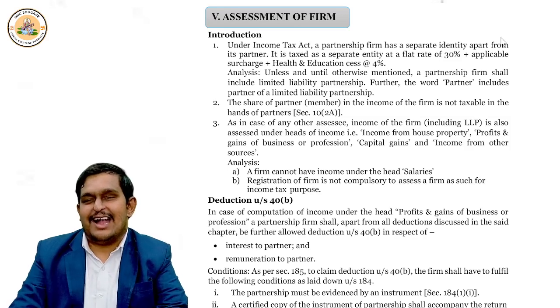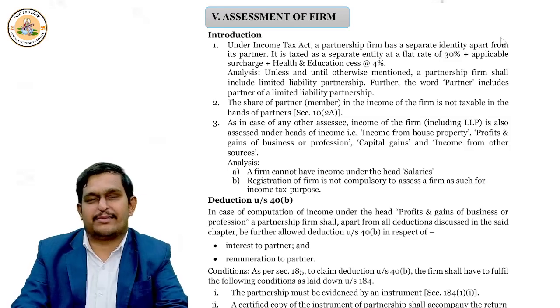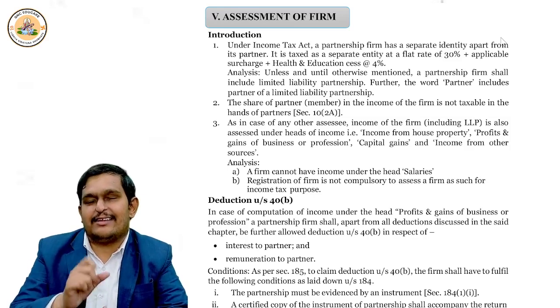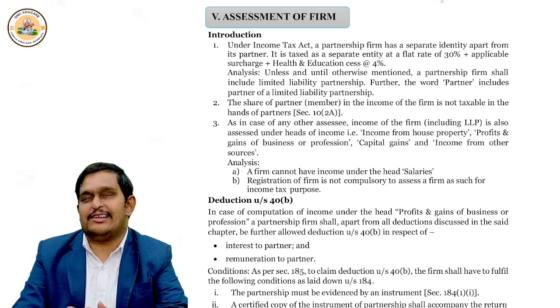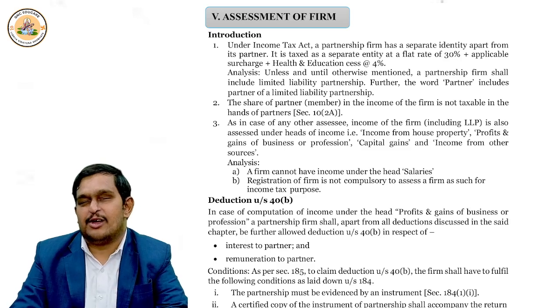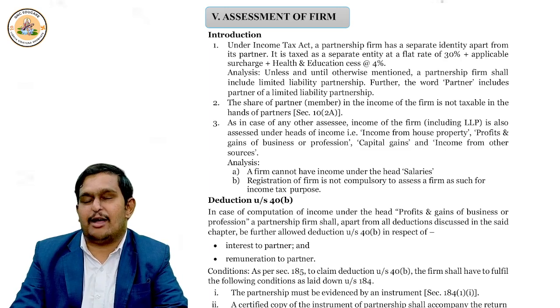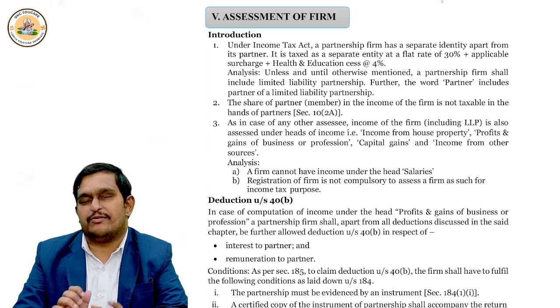Welcome everybody, and in this lecture we'll discuss assessment of partnership firms. Why does this lecture become important for this year? Because there is an amendment. After a long time you would have seen an amendment in this topic. That's why this lecture is super important, and in the examination we can expect a question. So listen to this lecture carefully so that when you practice the problems, you get that ultimate confidence.